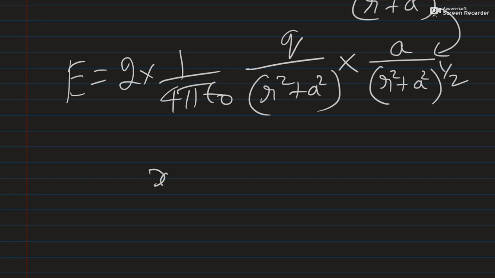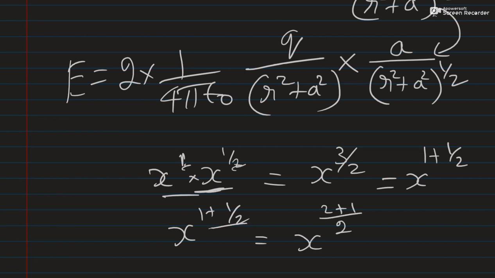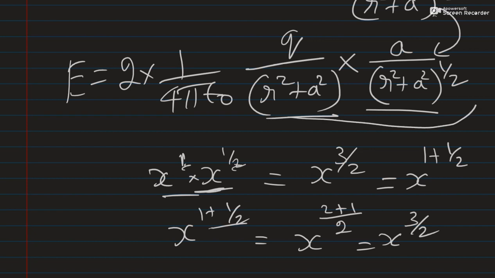Already I know x to the power 1 by 2. When you are doing this multiplication, you can write x to the power 3 by 2. It is very simple. So x to the power 1 plus 1 by 2. When we are multiplying the same term with different powers, you should add both the powers, 1 plus 1 by 2. Taking 2 as the LCM, 2 plus 1 will give x to the power 3 by 2. So x to the power 1 by 2 times x. When we are multiplying these two, tell me what I will get.